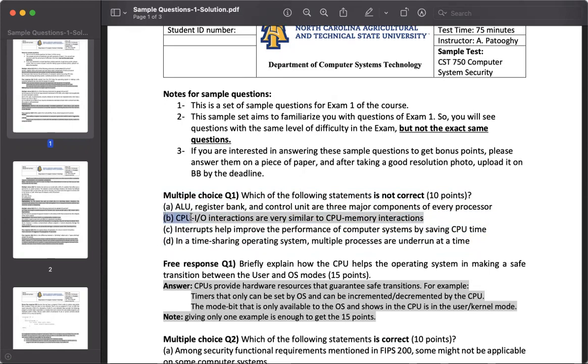This item, if you remember, we had a whole slide talking about the differences between CPU I/O interactions versus CPU memory interactions. We mentioned a lot of things. We said that speed-wise or bandwidth-wise, they are different. In terms of technology, they're different. We have a diverse set of I/Os, although memories are not that diverse.